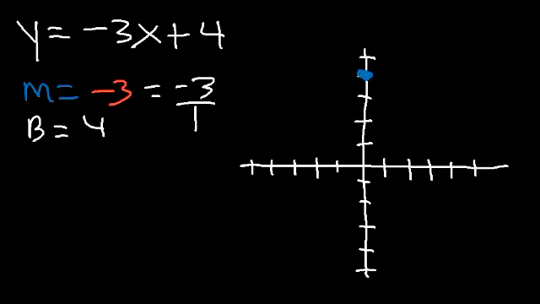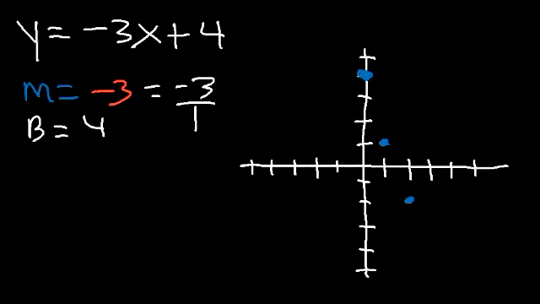So the rise is negative, which means that we need to go down 3 units and then 1 unit to the right. So the next point should be at (1, 1). And then if we go down 3 over 1, we should be approximately around (2, -2).